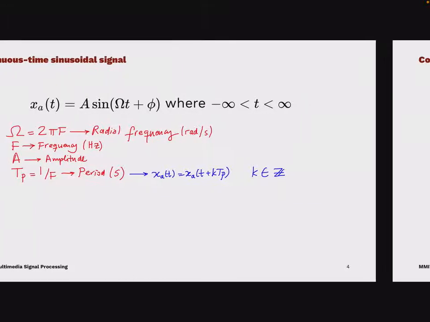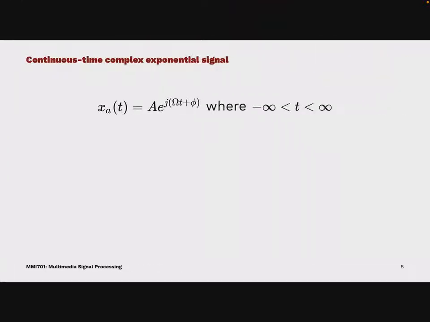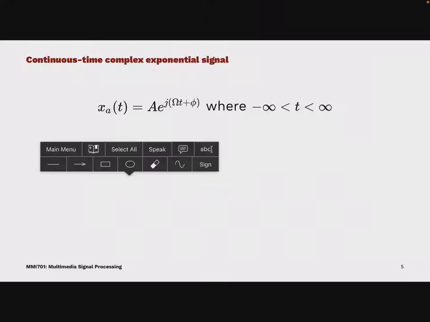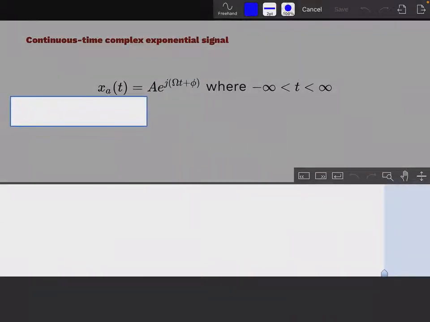Our next example is slightly more complex. It is a continuous time complex exponential signal. Now, we are using j in here. For those of you who don't know what j is, it is the imaginary unit. I would assume that graduates of electrical and electronic engineering would most definitely know what j is, but for the sake of completeness, let me just write it down. j is the square root of minus 1, so it's the imaginary unit.